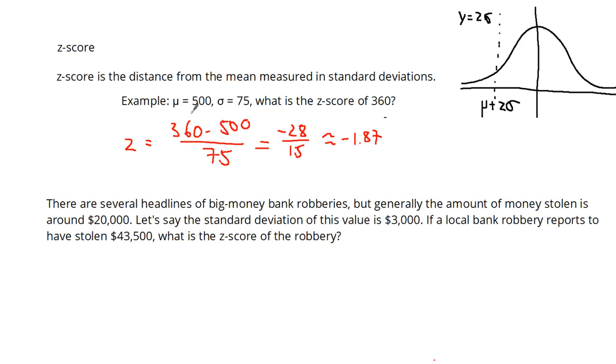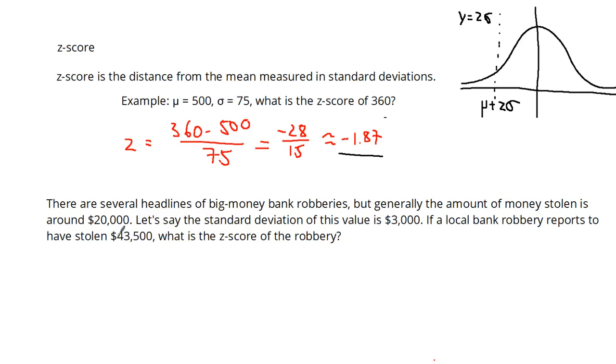So, for example, if the mean is 500 and the standard deviation is 75, what's the z-score of the data point 360? We'll have 360 minus 500 divided by 75, which is minus 1.87. Minus 1.87 is the z-score.